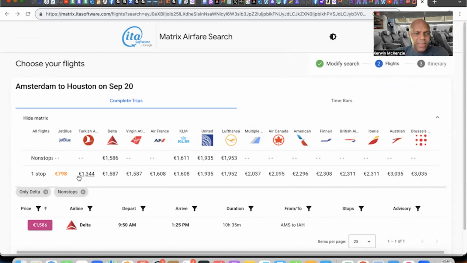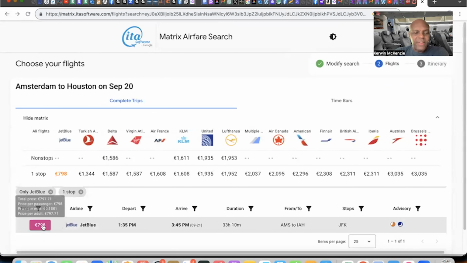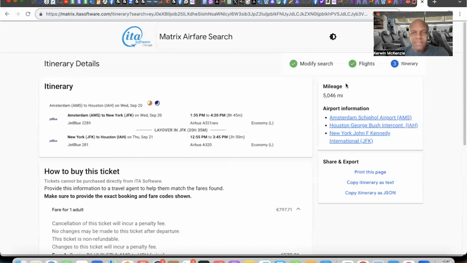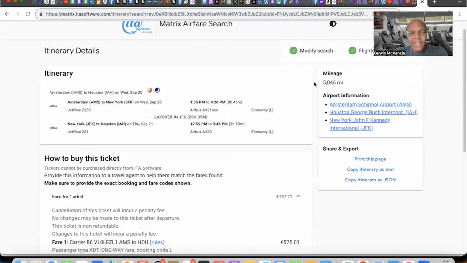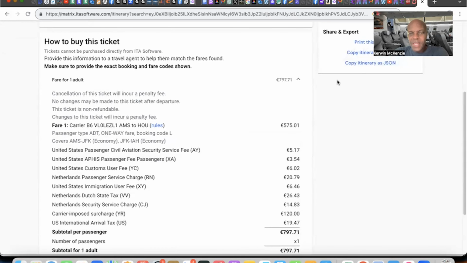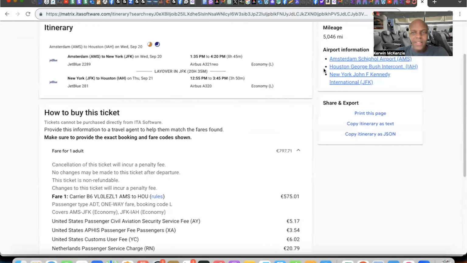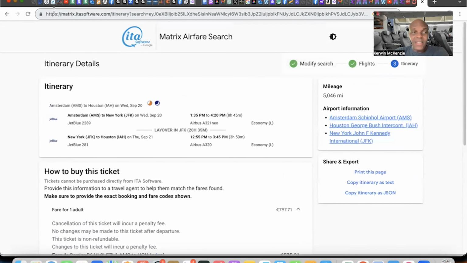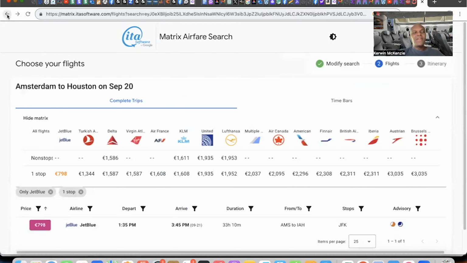Let's go back. We're going to look at JetBlue. They have a carrier imposed charge. JetBlue just started flying to Amsterdam today, the day that we're doing this. And they have another 120 euros carrier imposed charge. So suffice it to say that all the airlines are charging this carrier imposed charge and you can't get away from it unless you fly a different market.